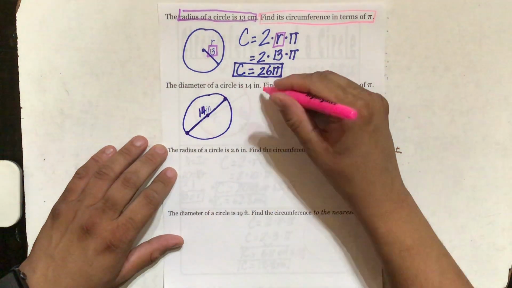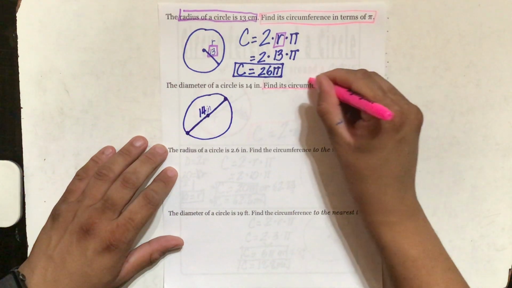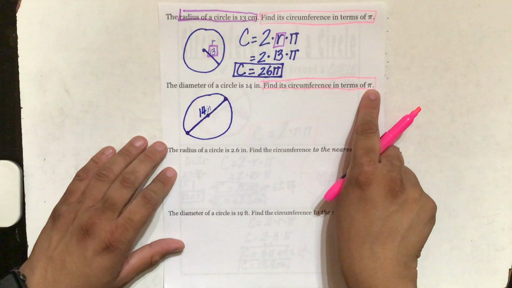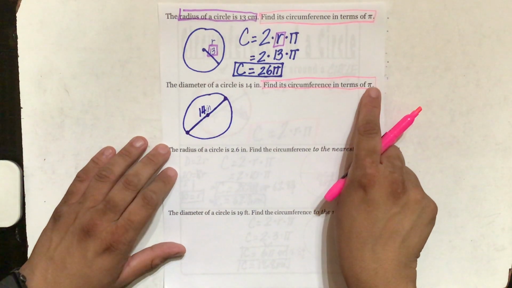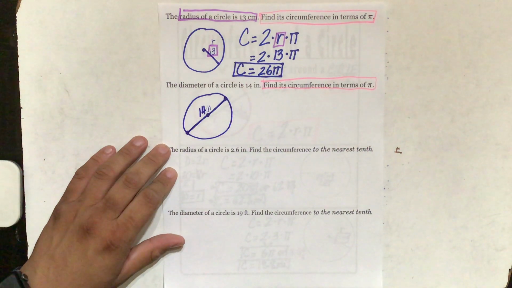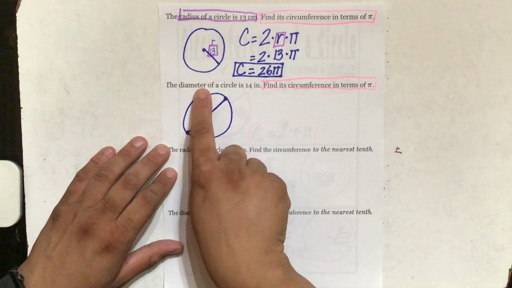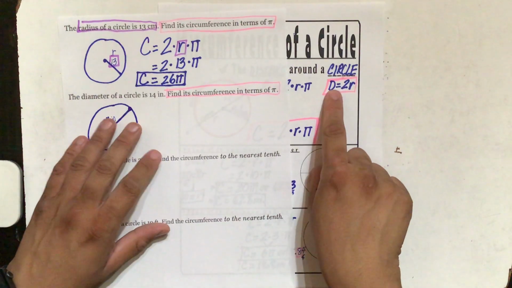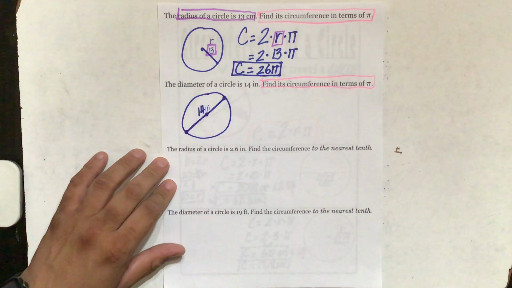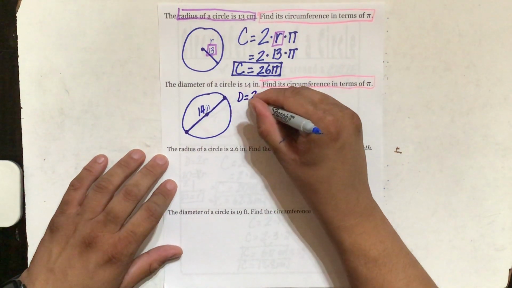It says find the circumference in terms of pi. So we're going to leave our answer with pi, just like the above example. But this one has a diameter. It gives us the diameter. So we need to use our d equals 2r formula first. So we're going to say d is equal to 2r.